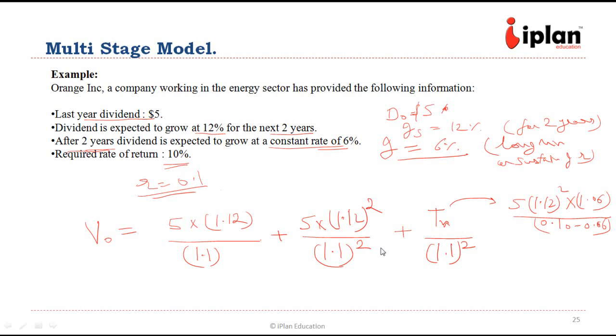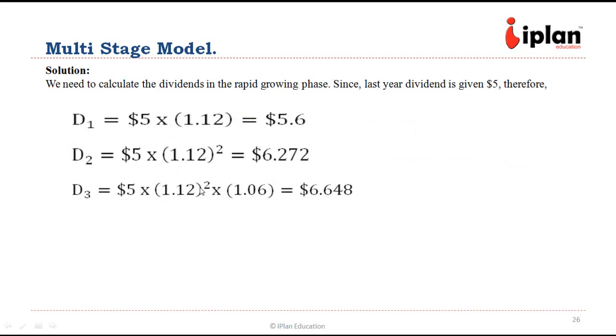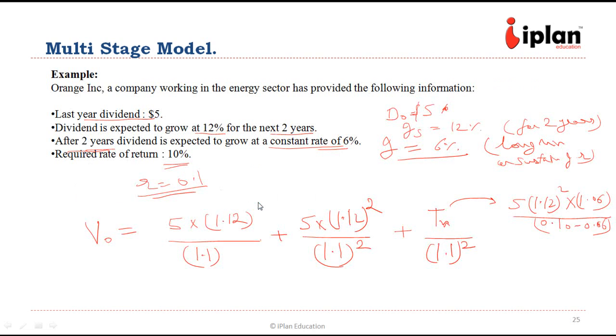Let us look at the individual values. D1 is $5 into 1.12, D2 is $5 into 1.12 squared, and D3 is 5 into 1.12 squared into 1.06. See, this is how we have calculated. This is D3 on top, this is D2, this is D1.